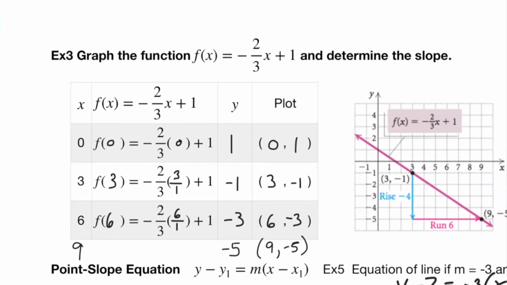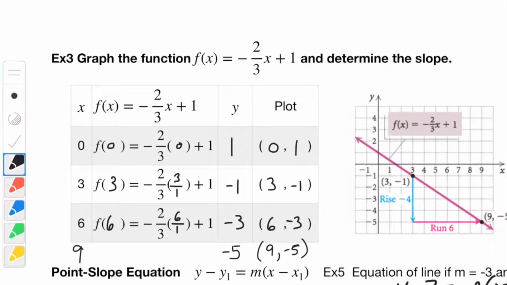Besides, if you wanted to graph it, you would need a couple of things. You could, for example, graph the y-intercept and then fall 2 and crawl 3, put a dot. Fall 2, crawl 3. I'm saying fall and crawl because of the negative slope right here.